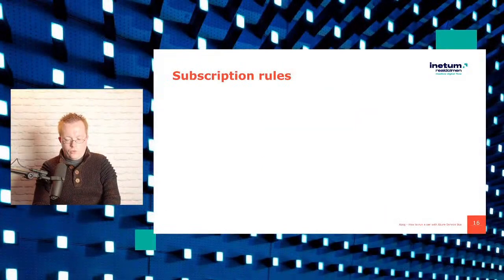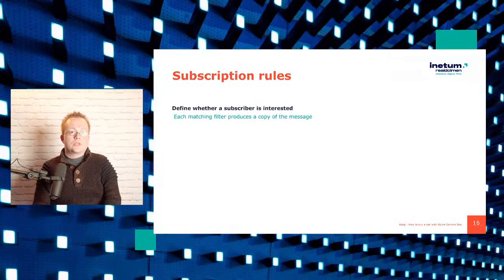All right, so what are those subscription rules? They define whether a subscriber is interested in a message or not. Each matching filter produces a copy of the message, which means that if you have 3 rules on a specific subscription and 2 of those rules have a match, then the message is duplicated on the same subscription. So you have 2 messages.